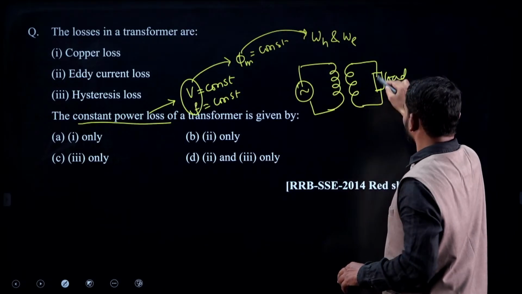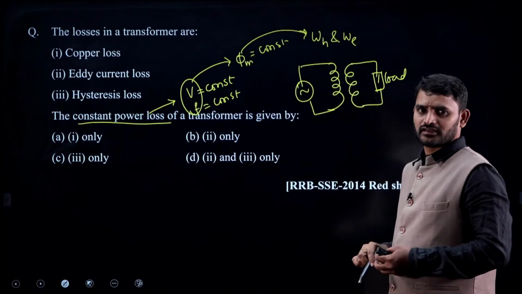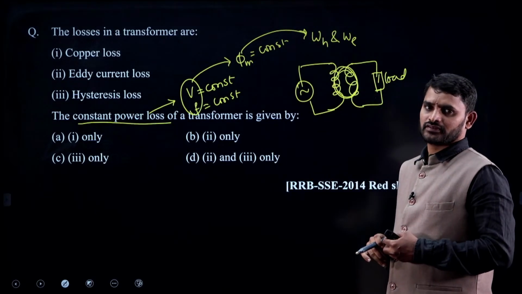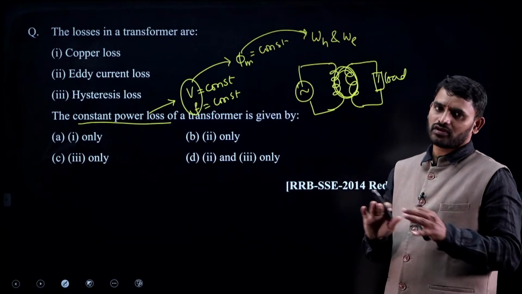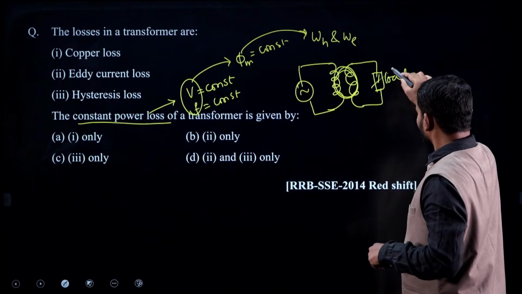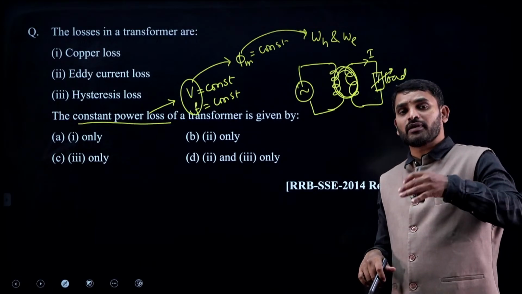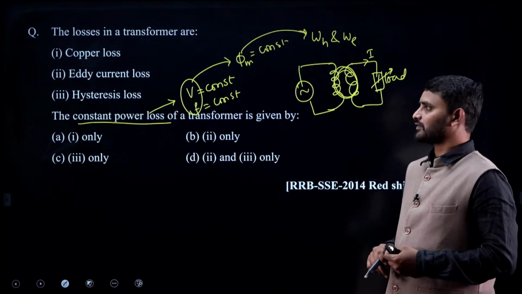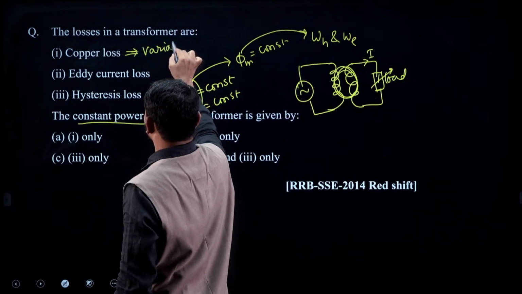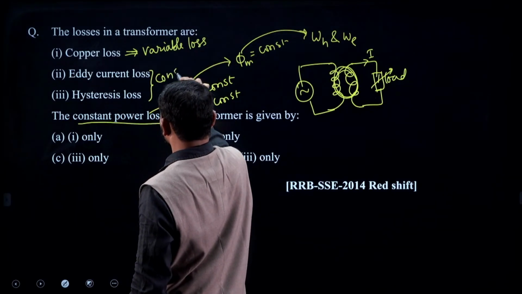there will not be much change in EMF. There will not be much change in the flux. From no load to any load, the flux in the transformer is going to be constant. Therefore, the associated losses in the core are also going to be constant. Whereas in the winding, if the load changes, the current changes. If the current changes, copper losses also change. That is the reason why copper losses are called variable losses, whereas these two are constant losses.